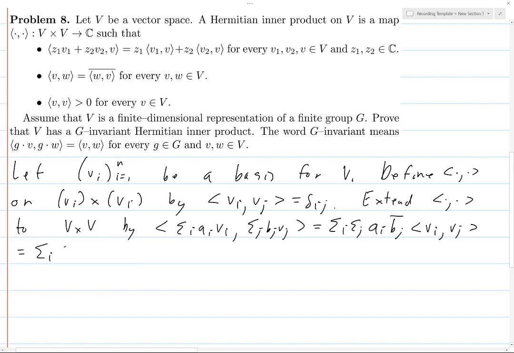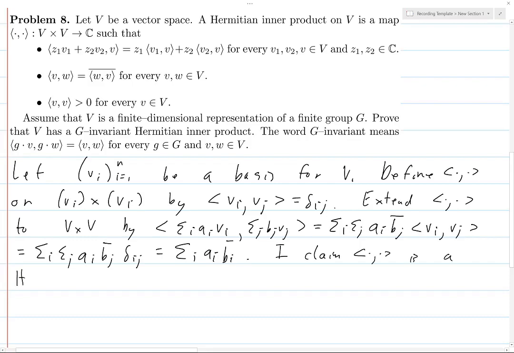But we know what this looks like because we've defined this on v_i and v_j. It's going to be just delta ij. But this is just going to be 1 or 0, and it's going to be 1 precisely when i equals j, and so this is just a sum over all i, a_i b_i complex conjugate, because all the other combinations of i and j are going to yield delta ij equals 0. Okay, so this is how we define this inner product, or this function, on arbitrary elements. And I claim that this is indeed a Hermitian inner product.